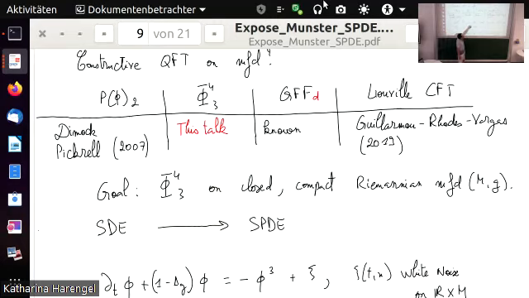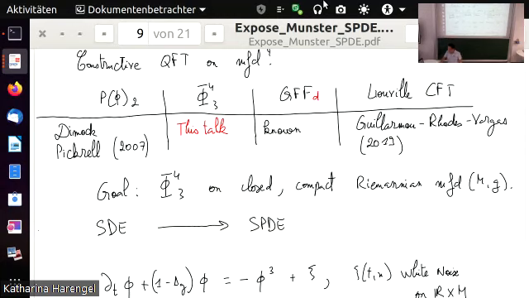The GFF, the free field, I think is no difficulty, but I couldn't even find a reference where the free field was done, but probably it is folklore. And the Liouville quantum field theory, Liouville CFT, was recently constructed by Guillarmou, Rhodes, Vargas in 2019. And this talk is about the Phi^4_3 measure.